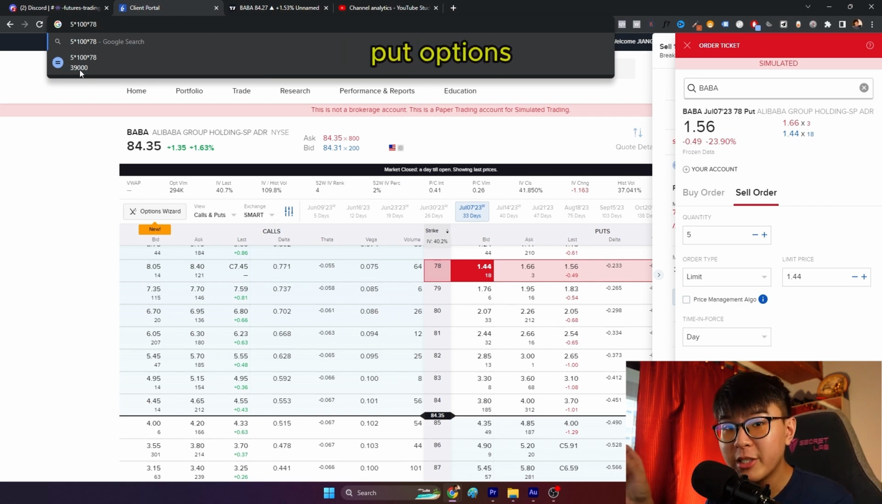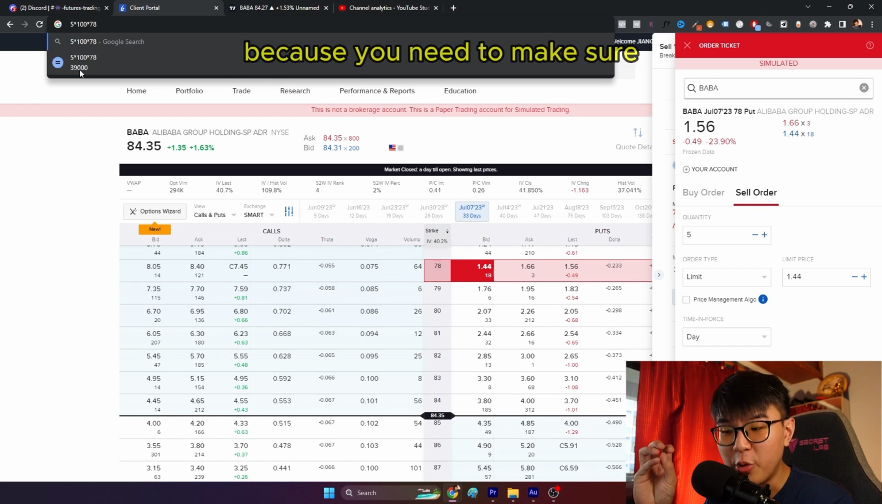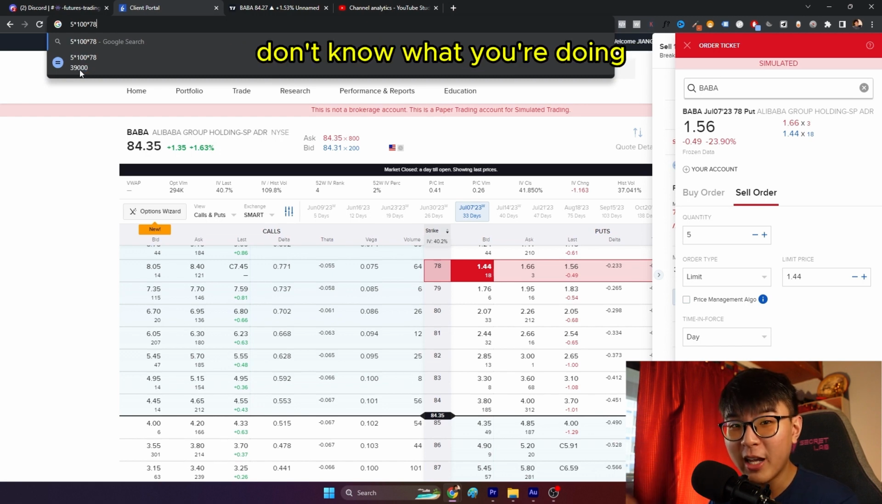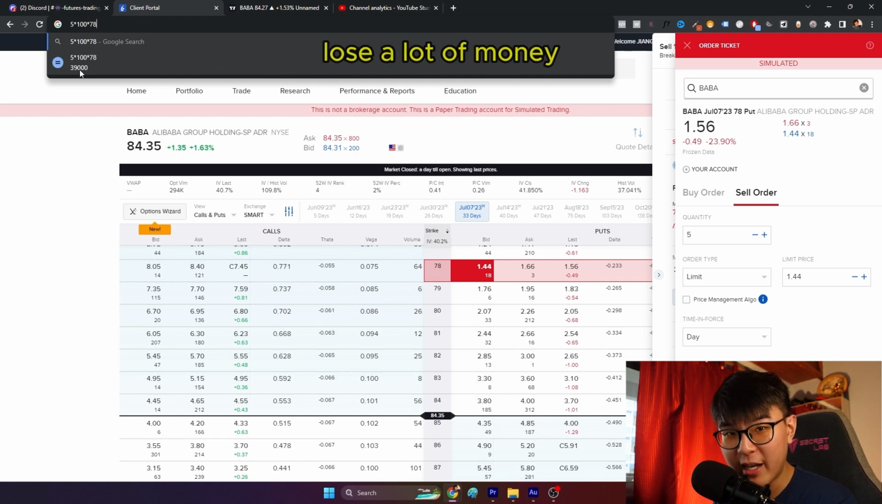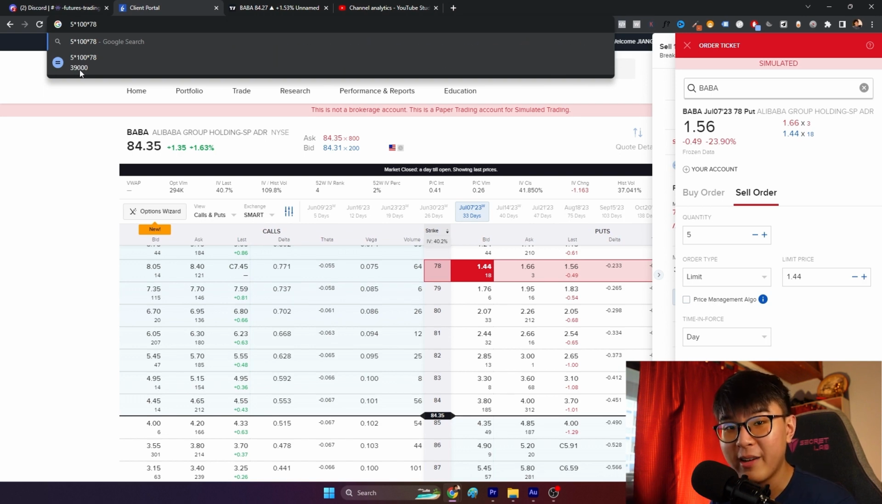Technically, you can sell put options without having the money. That's called a naked put option. That's something beginners should never ever try. Never sell a naked put option if you don't have the money, because you need to make sure you know what you're getting into, because if you don't know what you're doing, you can potentially lose a lot of money. And that's the last thing I want for anyone who is getting themselves into options trading, because it is a very risky thing. You must know what you're doing before you trade naked put options.